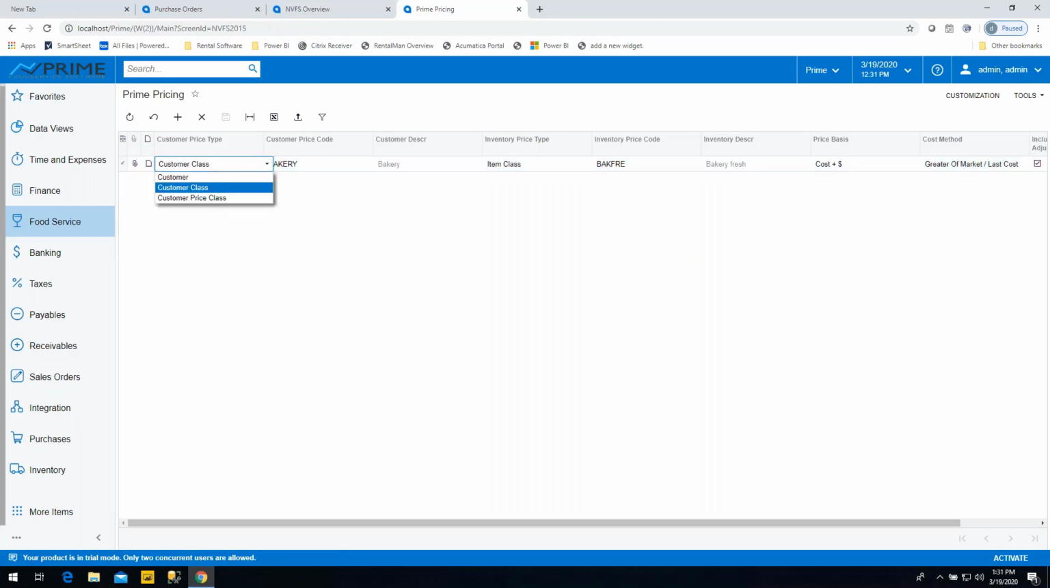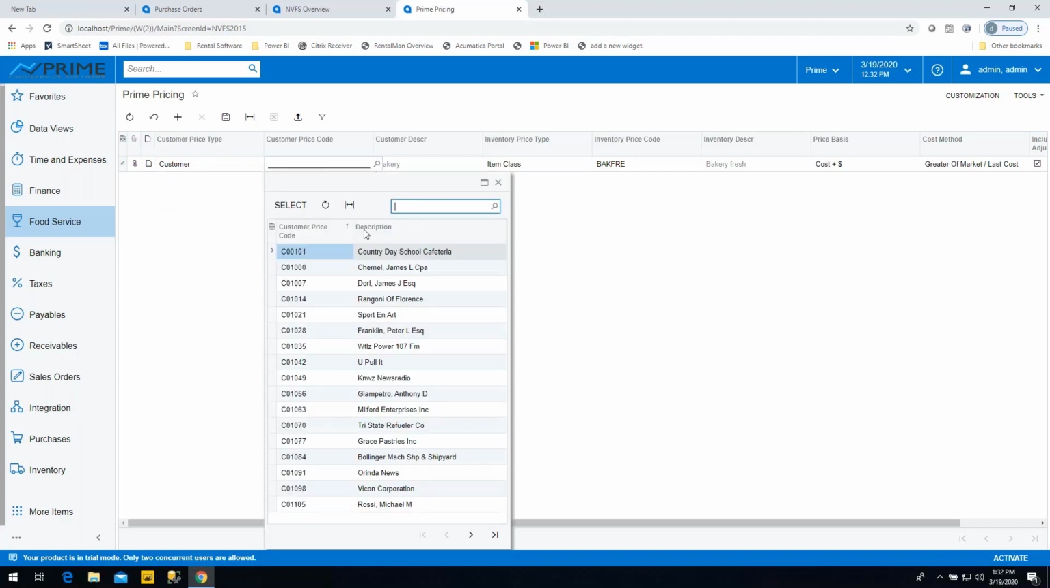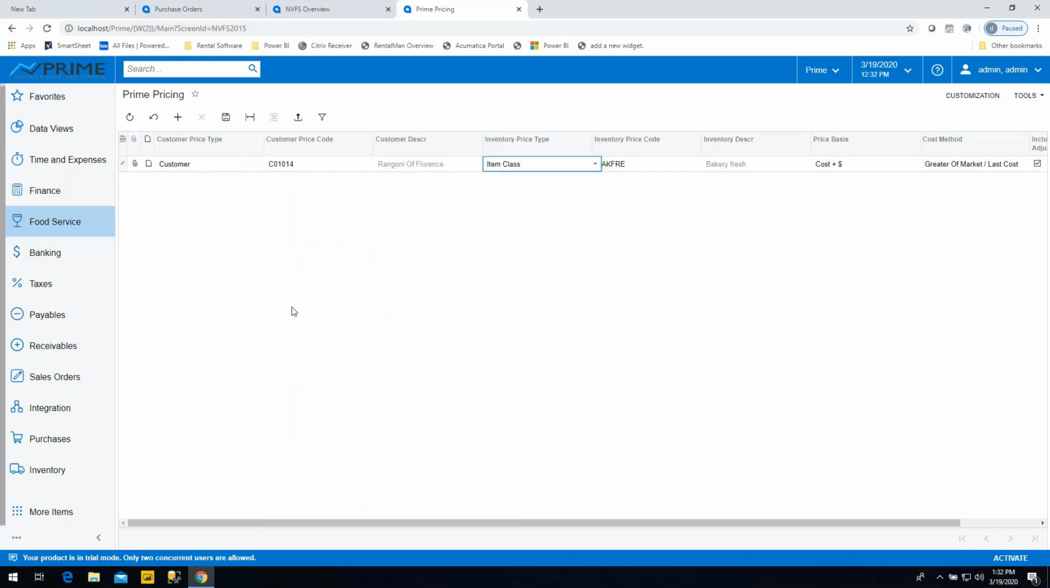This means that we can establish a price rule for a particular customer, for a customer class like cafeterias, prisons, delis, restaurants, etc., or for a price class. So that's the order we'll use for setting pricing. It will look first to see if there's pricing set for the specific customer. If not, it will expand to look at the class the customer belongs to. If I can't find that, can I find something that's related to the price class? For this example, we'll have pricing set specific to the customer. So I'm going to pick the appropriate customer record.